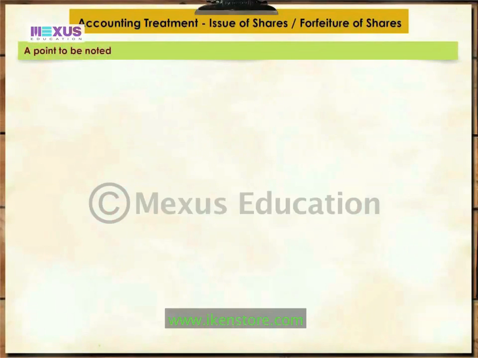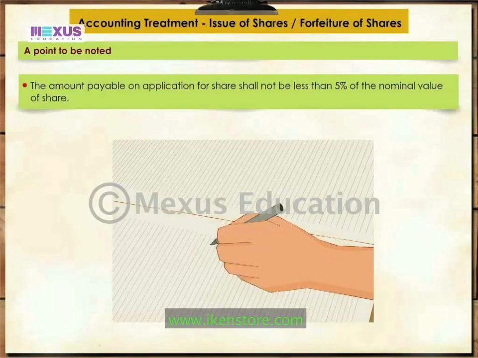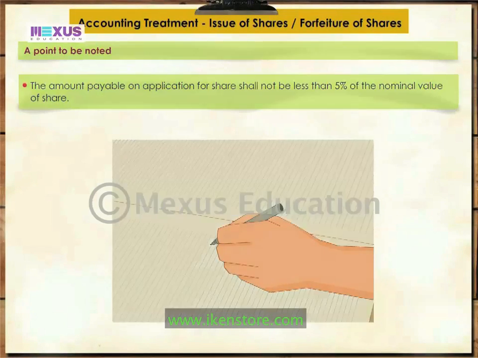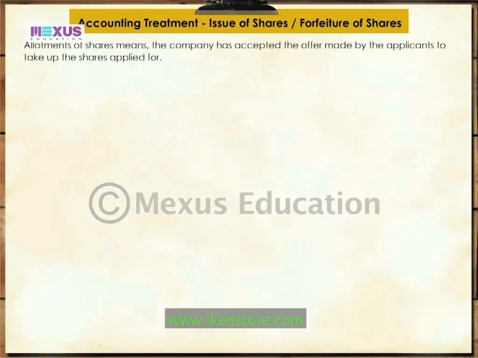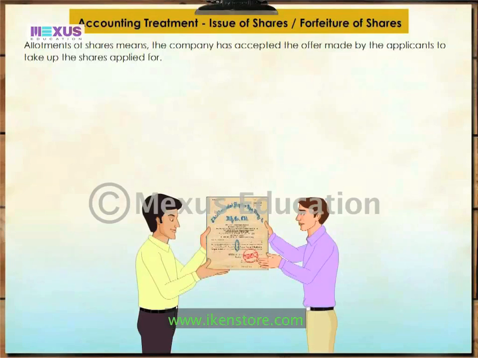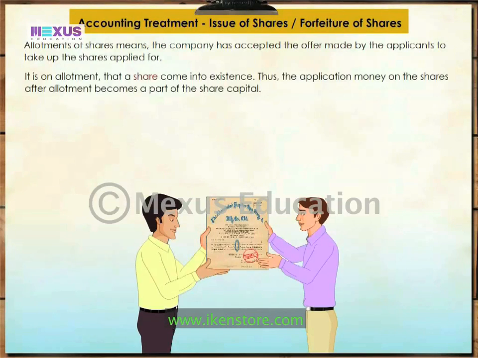A point to be noted: the amount payable on application of a share shall not be less than 5% of the nominal value. Allotment of shares means the company has accepted the offer made by the applicants to take up the shares applied for. It is on allotment that a share comes into existence. Thus, the application money on the shares after allotment becomes a part of the share capital.